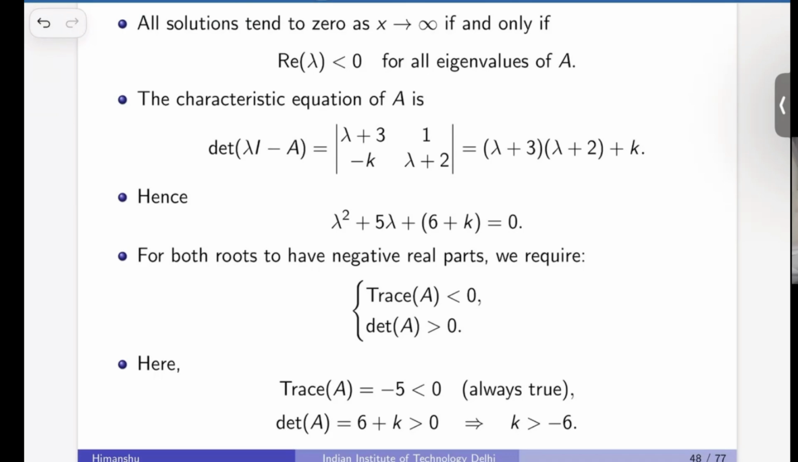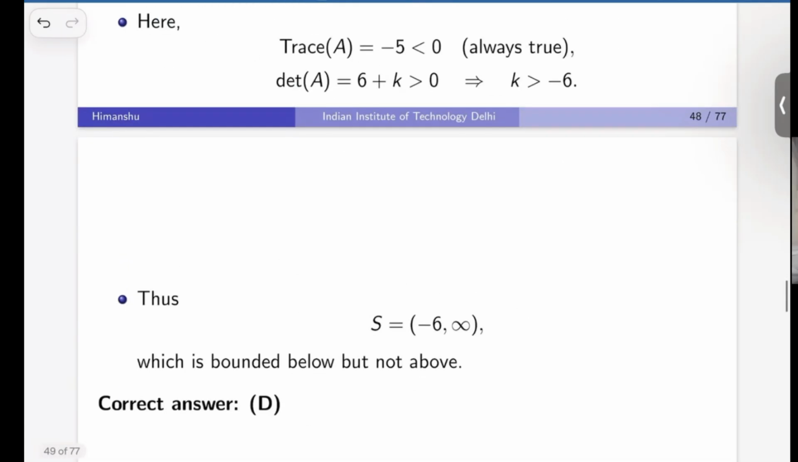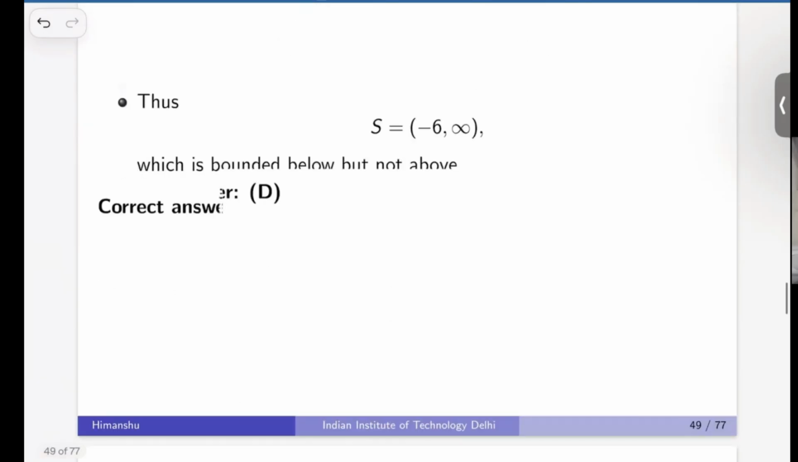So that gives us the condition k is greater than -6. So k is -6 to infinity. So what we can say from this? This is the condition, k is greater than -6. So my set S is -6 to infinity, so it is bounded below but not bounded above. Is it clear? Great then.